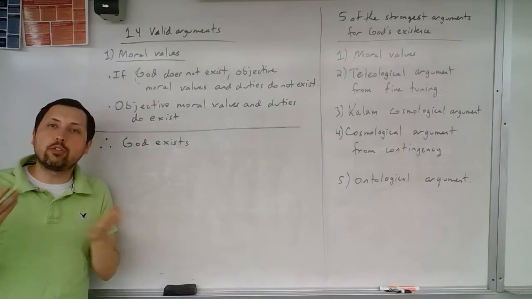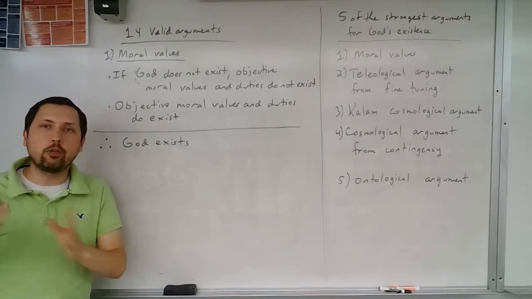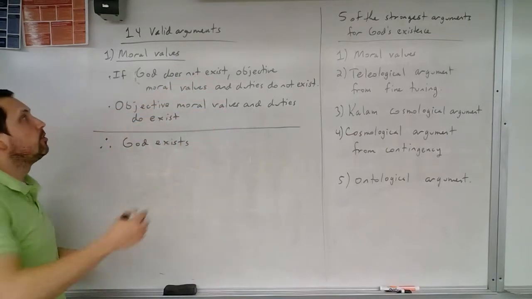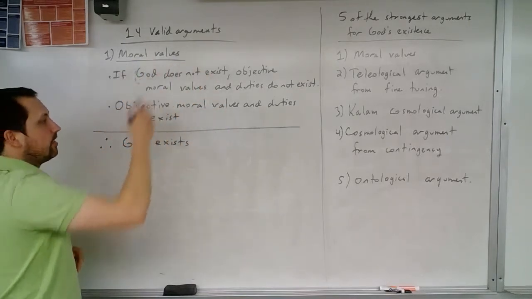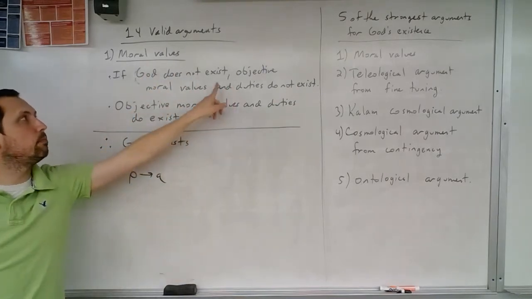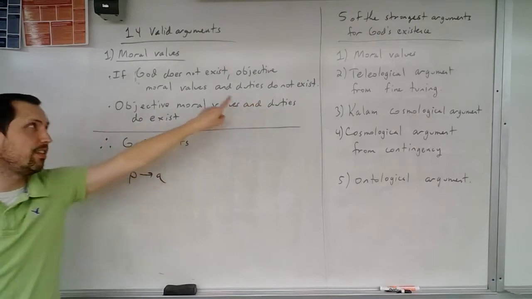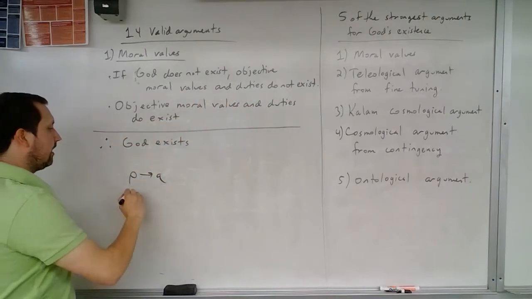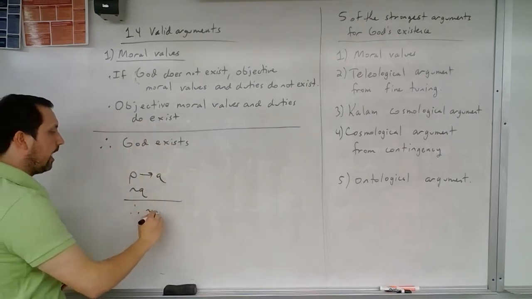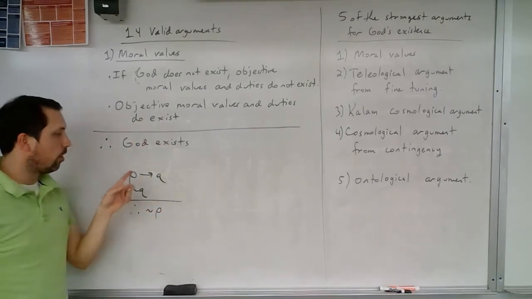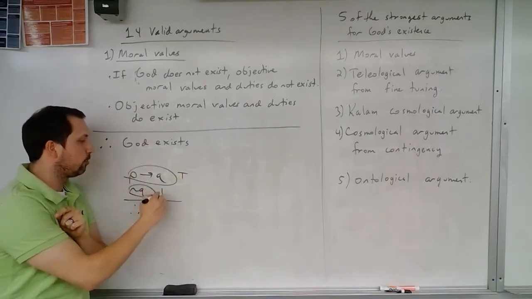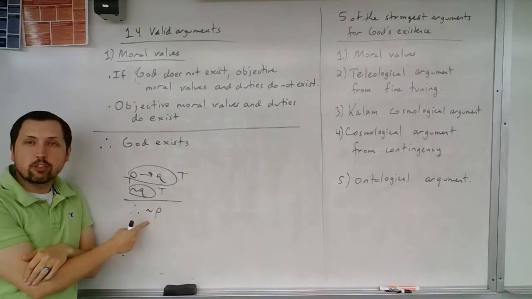If you look at this using truth tables and understanding P's and Q's and all of the truth values, we could transform this into symbols. If P is the statement that God does not exist, this statement is: if P then Q, where Q would be objective moral values and duties do not exist. But then this statement down here is the negation of Q, and we're trying to figure out, therefore, does it conclude that the negation of P is true? So if we're assuming that this is true, and we're assuming that this is true, can we logically conclude that this is also true?